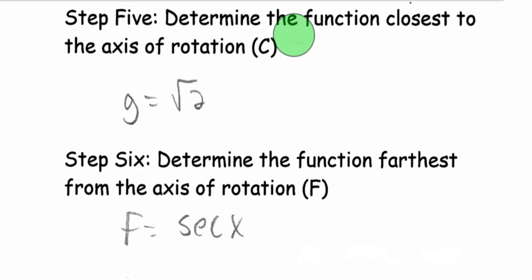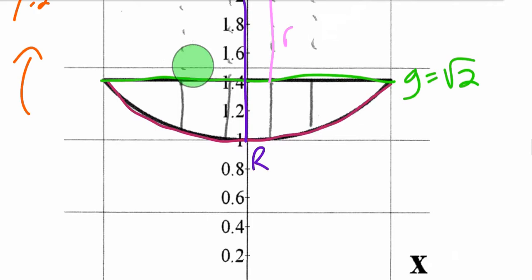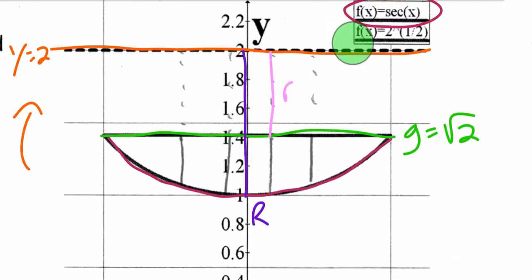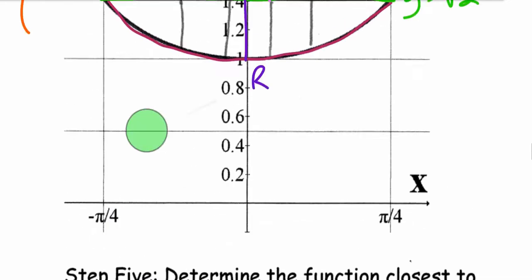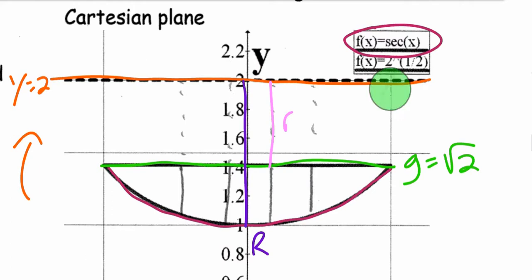Next, for step 5, we want to determine the function that's closest to the axis of rotation. In this case, it's going to be our g equals square root of 2. It's closest to the axis of rotation, y equals 2. Next, you want to determine the function furthest away. In this case, it's going to be f of x equals secant of x. So this one back here.